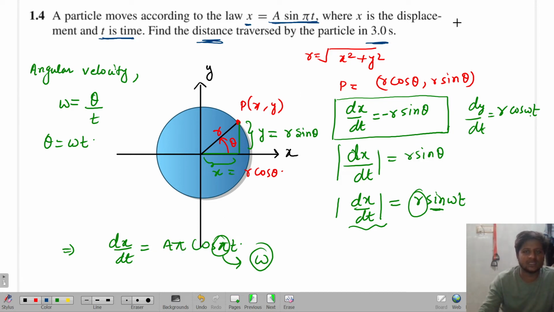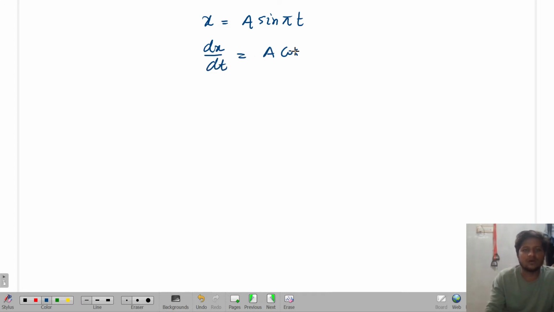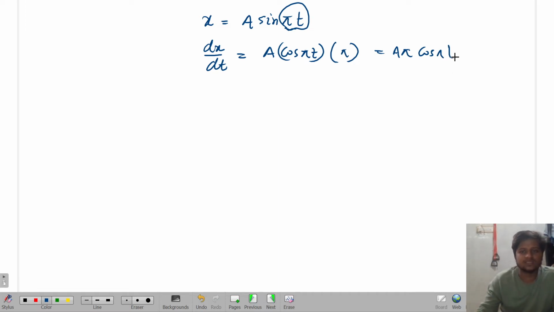Like if I take dx by dt, see this. x is given as a sine pi t. Okay. So first thing, dx by dt I need to do, that is equal to a into cos pi t. Right or not? But try to see again, I have to differentiate this term pi t also, so I'll get one pi, or not. So it will be a into pi into cos pi t. A pi is what? It is equal to your radius, and this pi is what? Angular velocity. Got it or not?